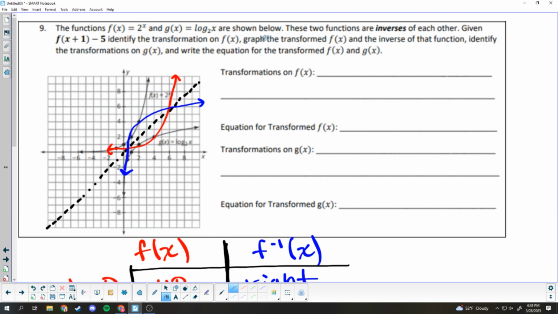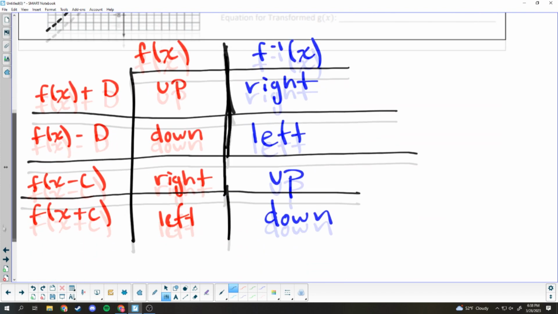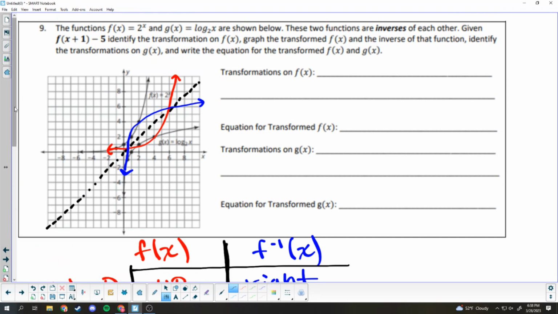Your original function is going to be 2 to the power x, and your inverse is going to be log base 2 of x, okay? And then you just plot those into Desmos and graph it, all right? I'll let you do the last two transformation ones.